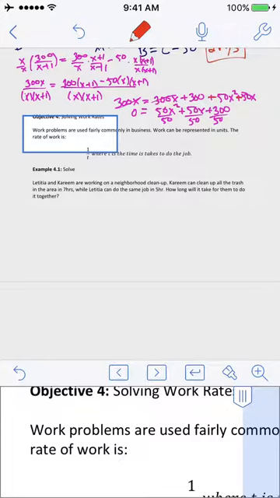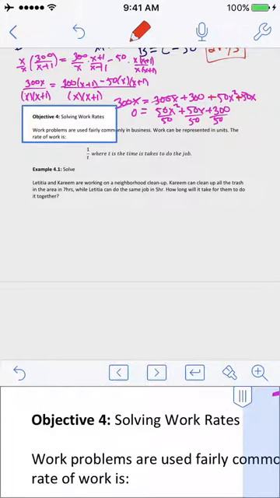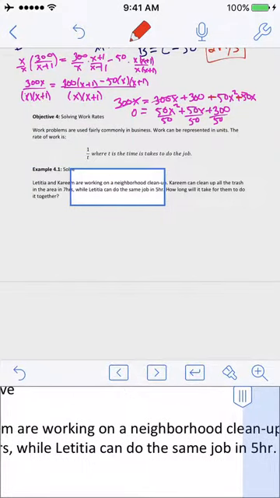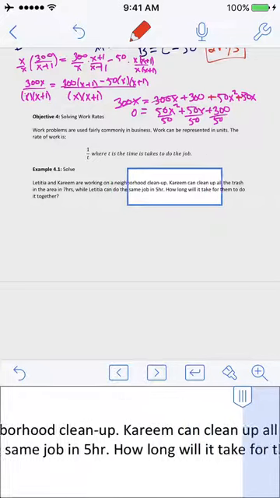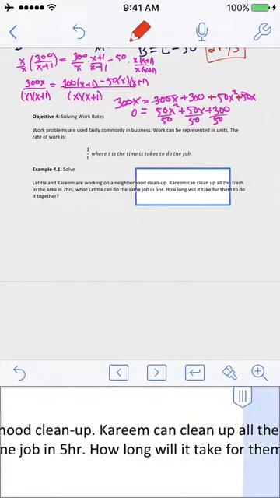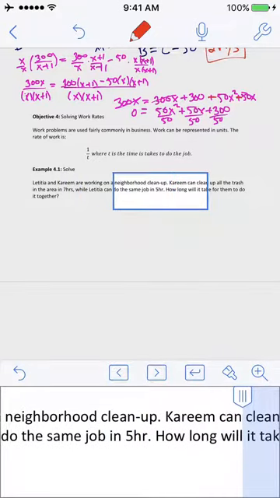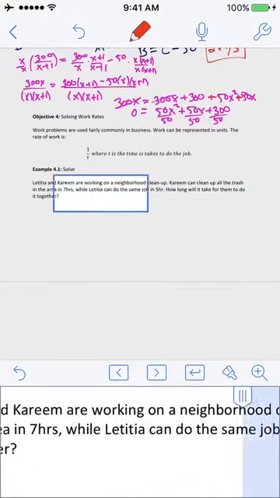Alright, so the last type of problem we have is called a work rate problem. You probably have heard of these. Let's read one. Letitia and Kareem are working on a neighborhood cleanup. Kareem can clean up all the trash in his area in 7 hours, while Letitia can do the same project in 5 hours. How long will it take for them to do it together?